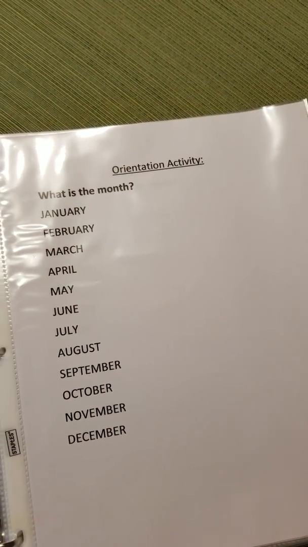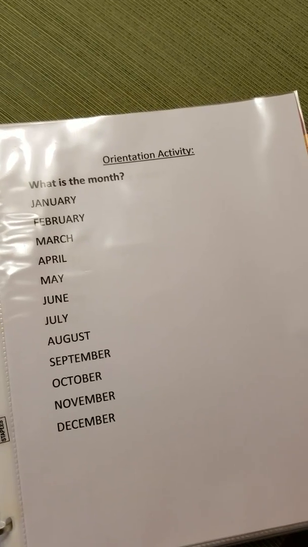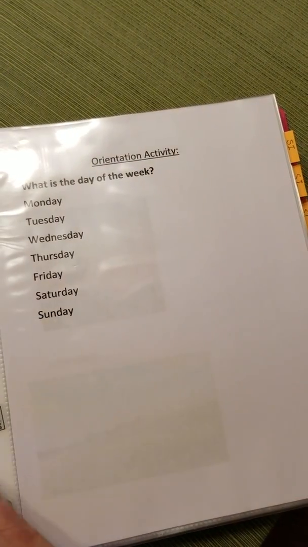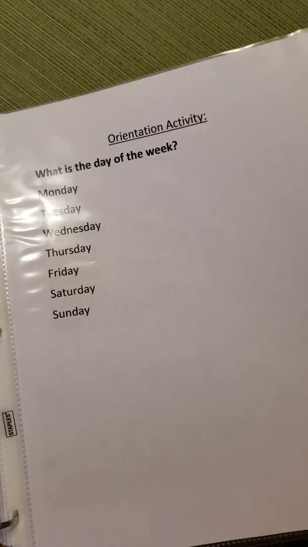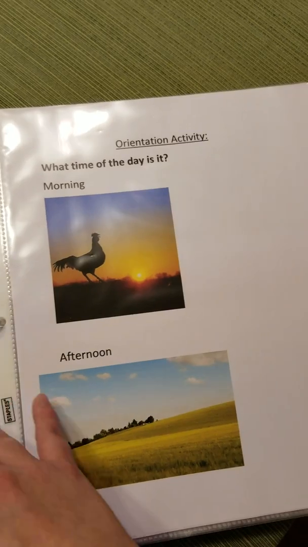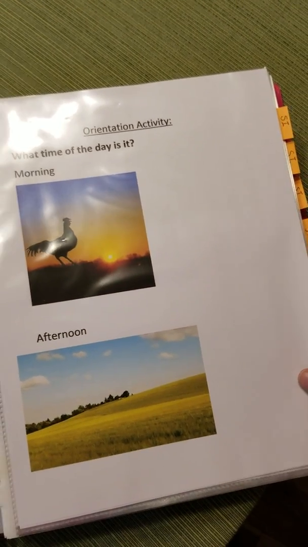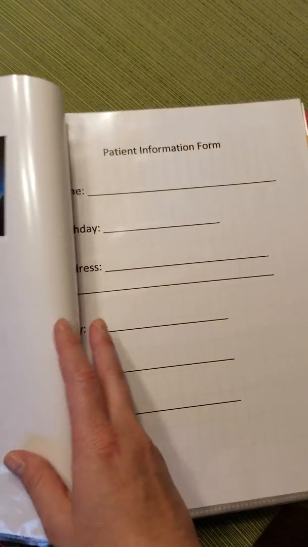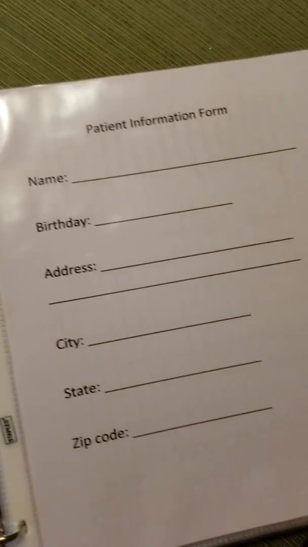This one's just asking which month it is. So the patient can select one of the options provided there. This one's just asking what day of the week it is. This one's asking what time of the day, and there are pictures provided that are clues. The patient could also look out the window for this activity.